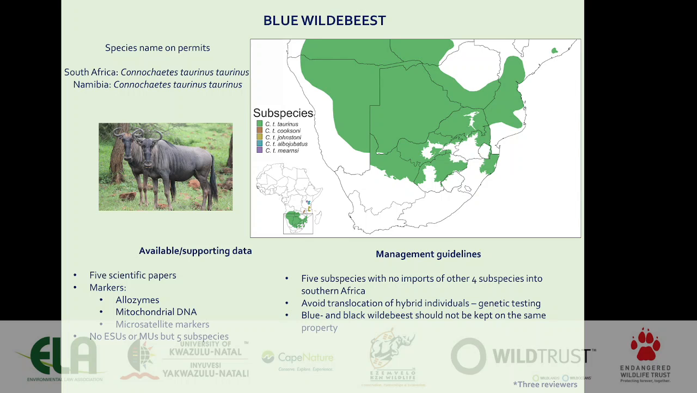Blue wildebeest should be managed as 5 different subspecies with no imports of the other 4 subspecies into Southern Africa. If both blue and black wildebeest are kept on the same property, all animals should be genetically tested before translocation to ensure no hybrid individuals are moved. And also, blue and black wildebeest should not be kept on the same property.